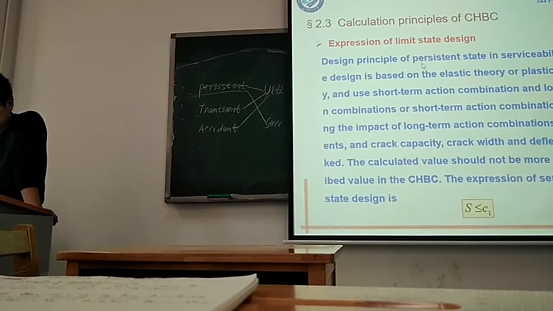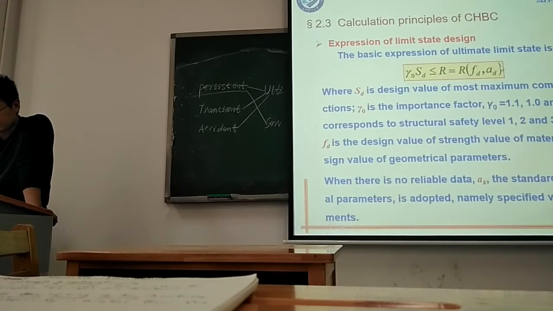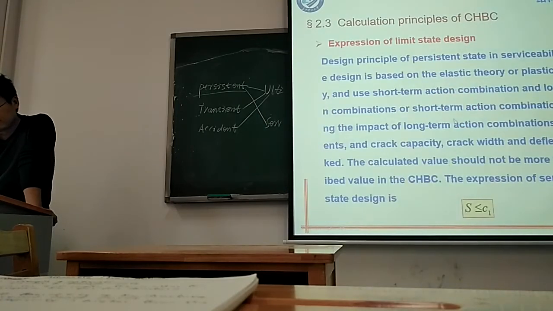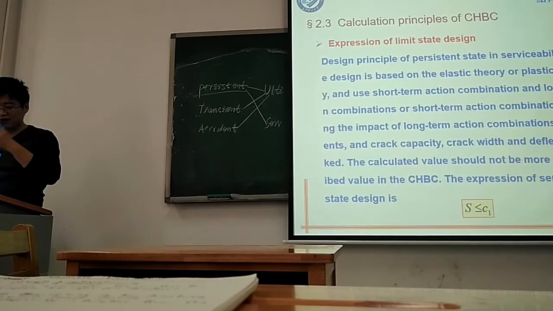So the design principles for the persistent state include the serviceability limit state. This one is for the ultimate limit state. For the serviceability limit state, the formula is different. For the serviceability limit state, the formula is like this. It's more simple. S is smaller than C1 hours.